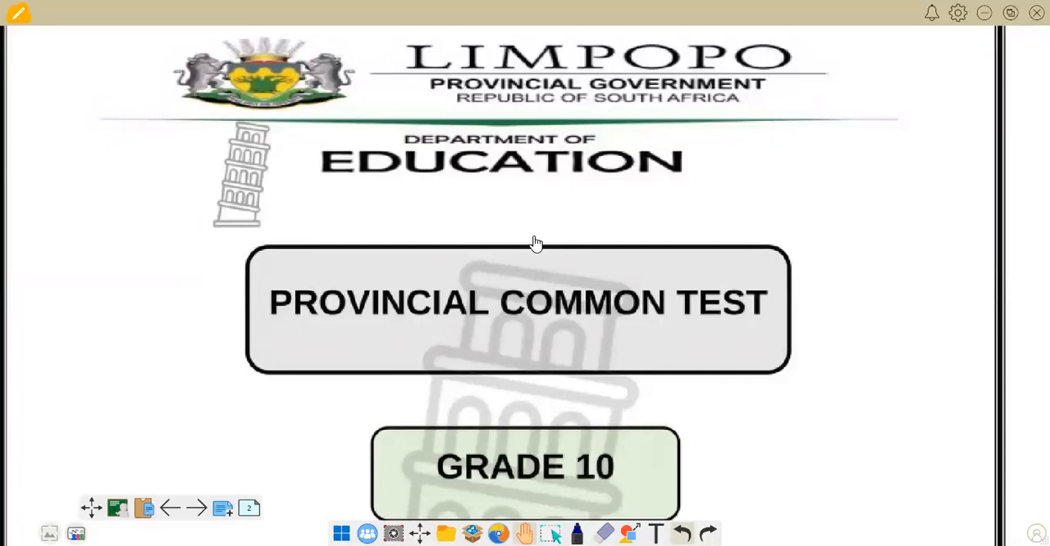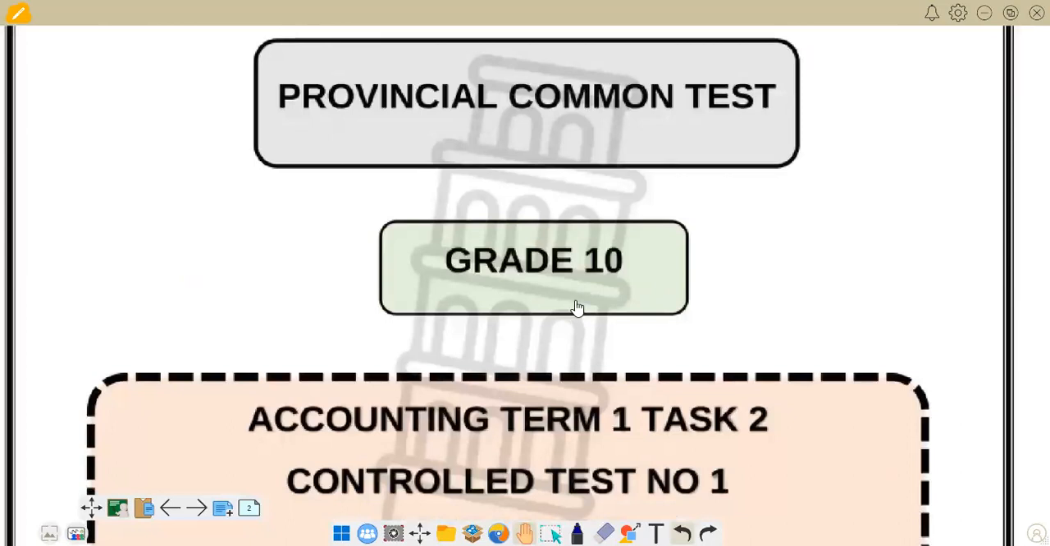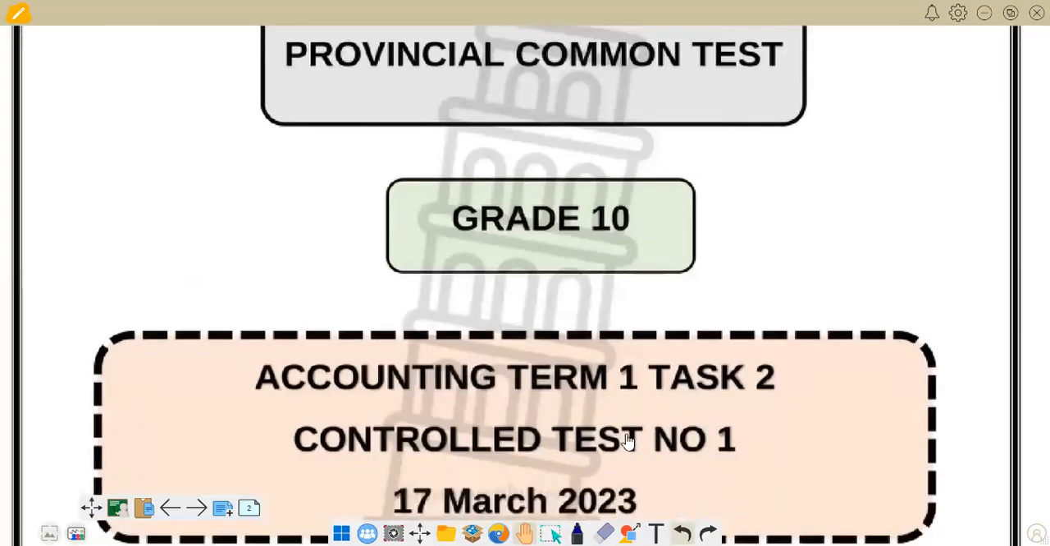We're still working on a question paper from the Limpopo province, and it's a provincial common test, grade 10. If we move down, you'll see that this is for term 1, accounting term 1, task 2, control test number 1. That is for March 2023. So this is what we have. On that question paper, we are going to look today.